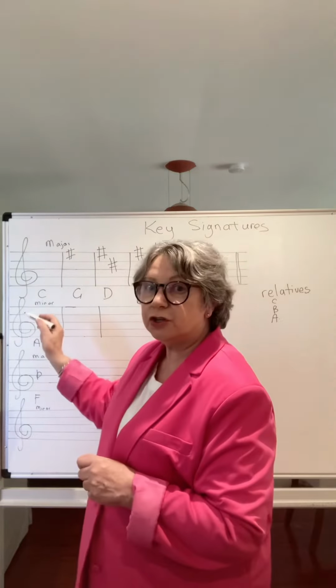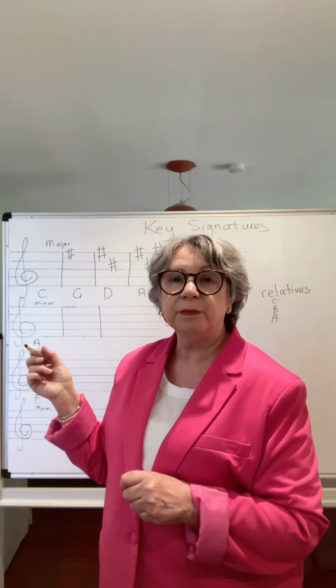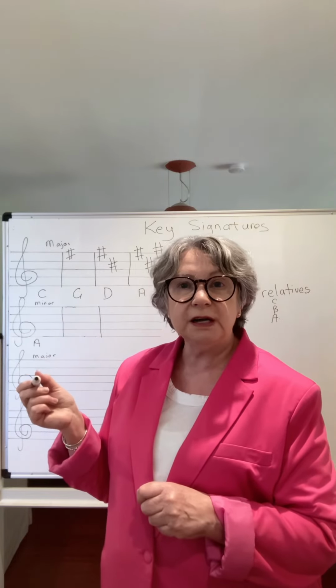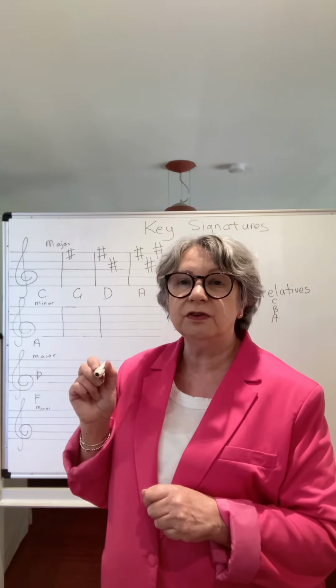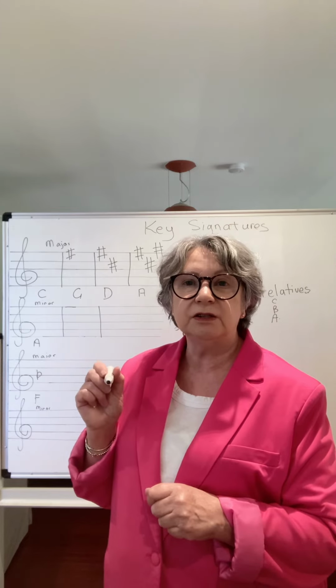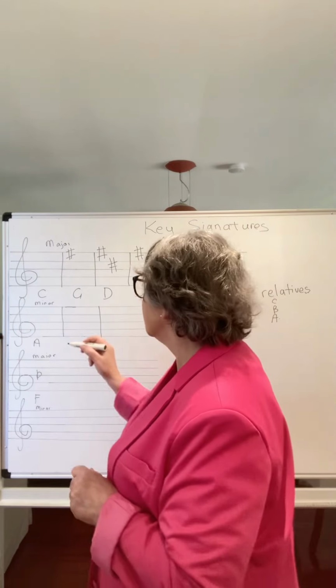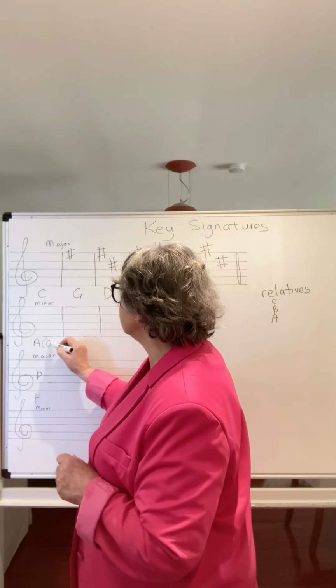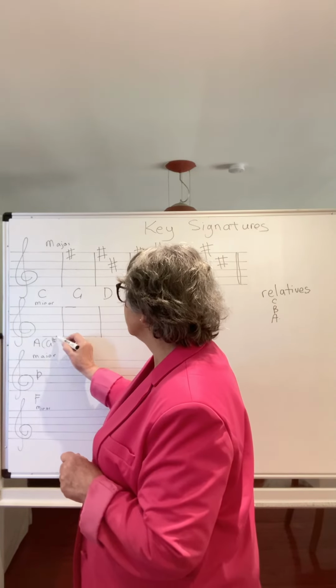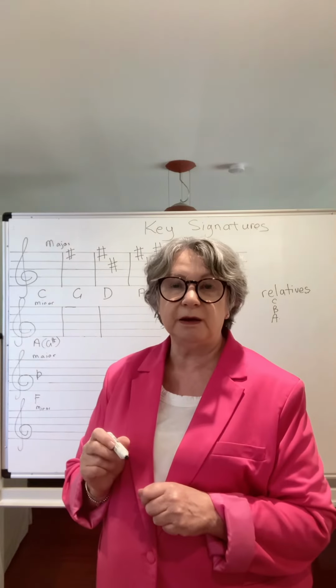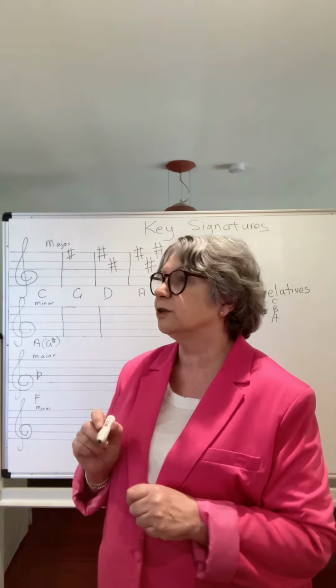It has no sharps or flats in the key signature, but because we're doing harmonic scales, we know that that seventh note needs to be an accidental. It's called raising it, and we're going to make it a sharp. That's how we raise it. So in brackets, just to remind us, we're going to put G sharp there. It would be written as an accidental.